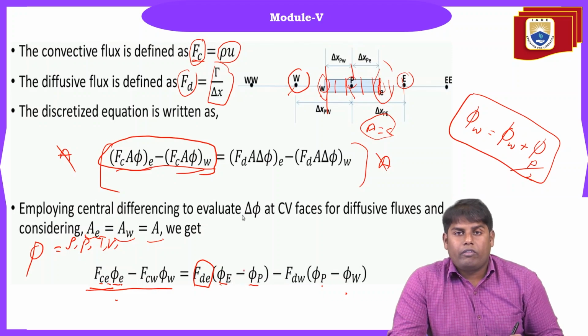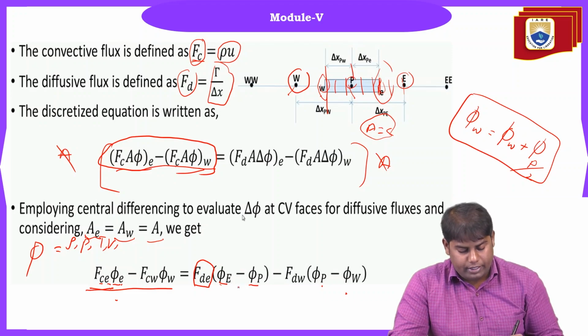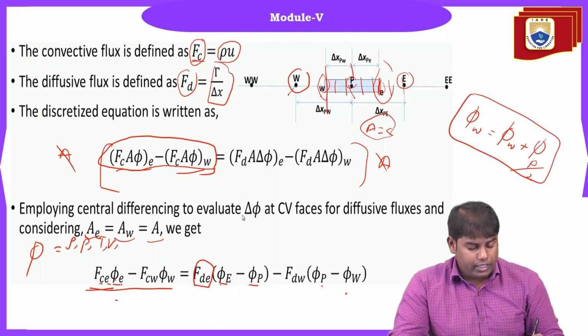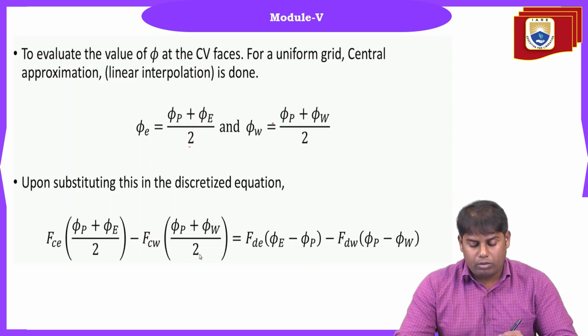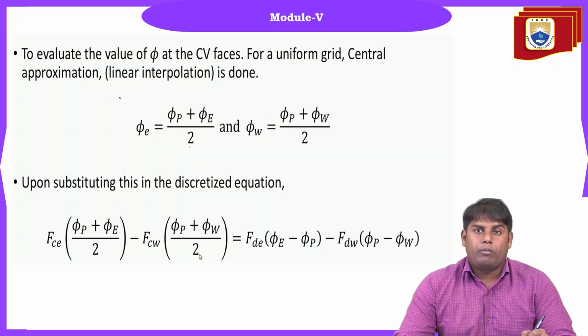So since they are known values, there is nothing extra to be done. But on the left-hand side we have phi e and phi w, small e and small w. Fine. So this is what we have. You can see phi of small e is nothing but (phi P plus phi E) divided by 2, and phi of small w is (phi P plus phi W) by 2. So this is what we have, interpolated.